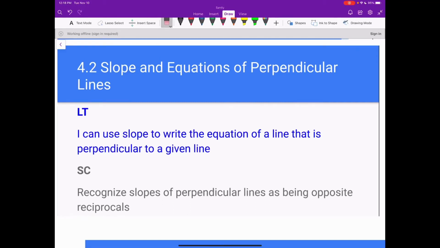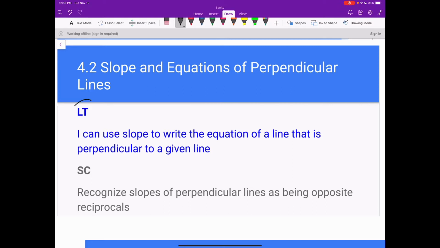Alrighty, good morning geometry. Earlier this week, we looked at section 4.1 where we talked about the slope and equations of parallel lines, and we saw that again, parallel lines have the same slope. Today we're going to talk about perpendicular lines. They have something funky going on with their equations.